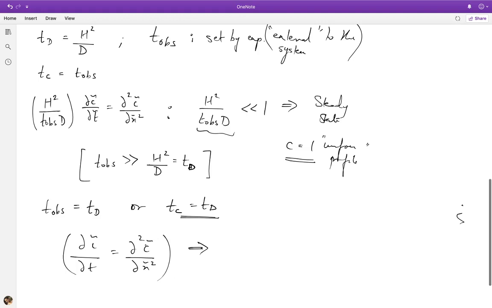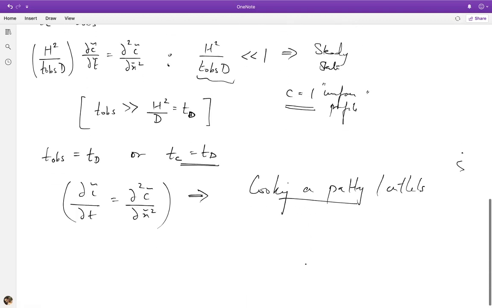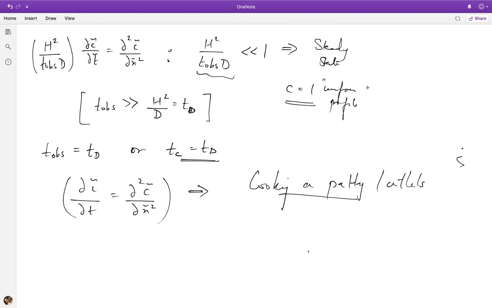And such unsteady problems are of course numerous in engineering and nature, where it is important for us to understand how the profile is developing, because we don't want to wait for it to reach uniform. So one example of this of course is in cooking. So let's say you're cooking a patty or a cutlet, right, a vegetable cutlet. So typically you would have your cutlet base or mix, and you would make it in the form of a thin slab and place it upon the frying pan.